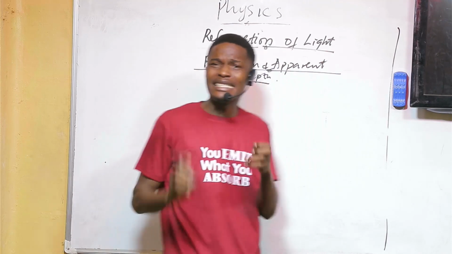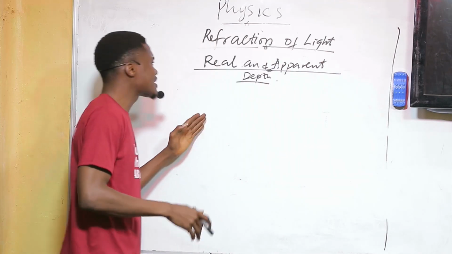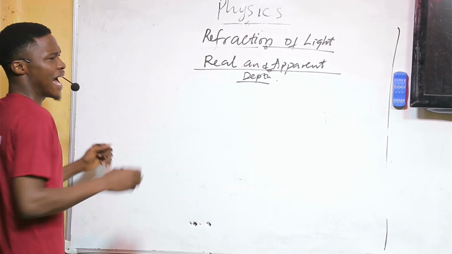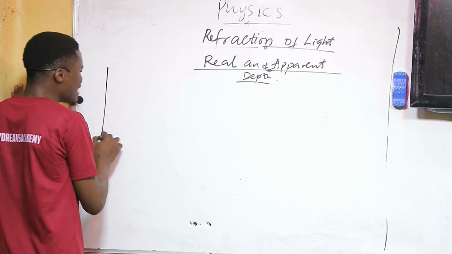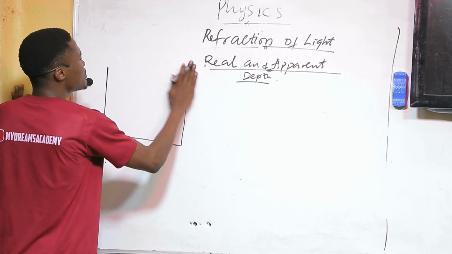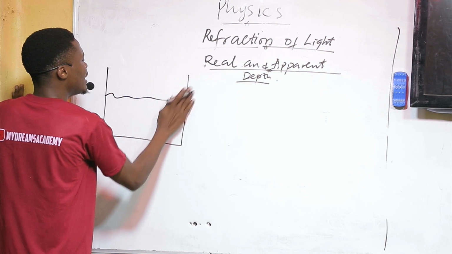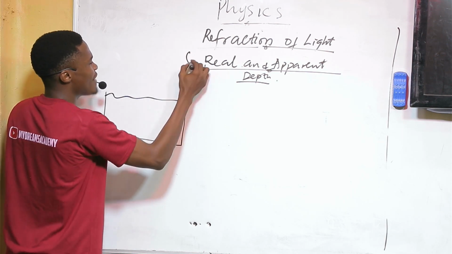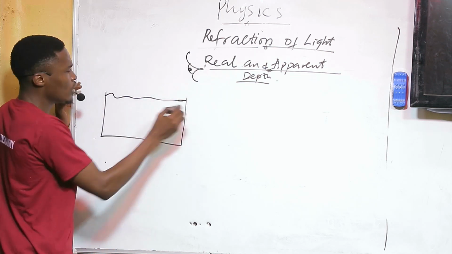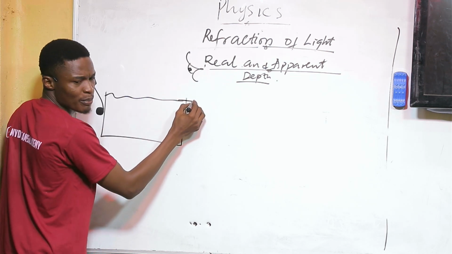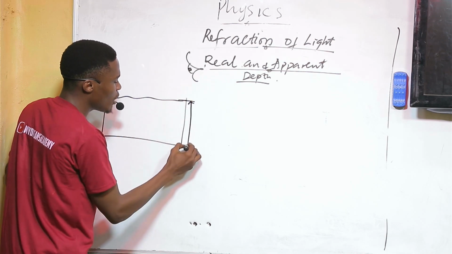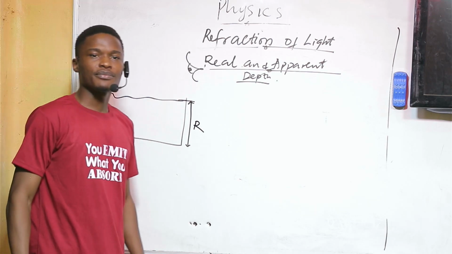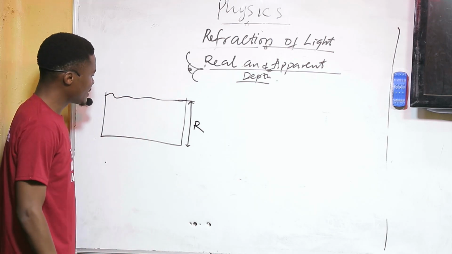Real and apparent depth. So we are going to make an analysis and derive a formula so that you can use it to answer questions whenever they ask you. So looking at this, imagine that this is my pool. This is the pool. And then we have an observer. Now, the distance between the surface of the pool and the bottom of the pool is the real depth.